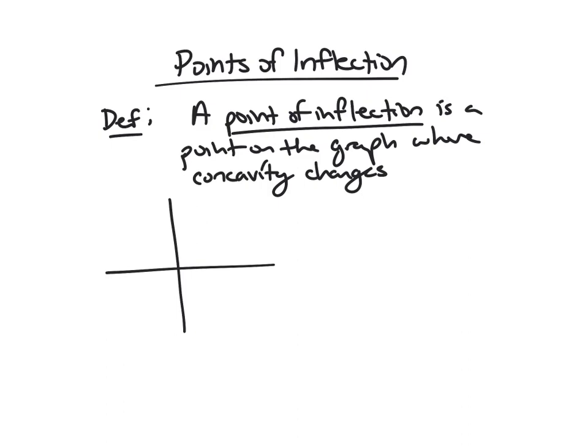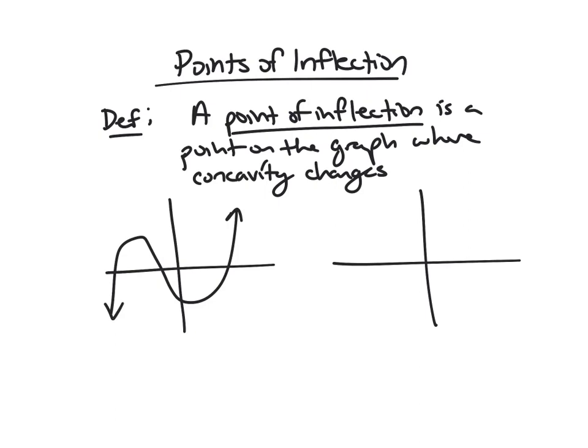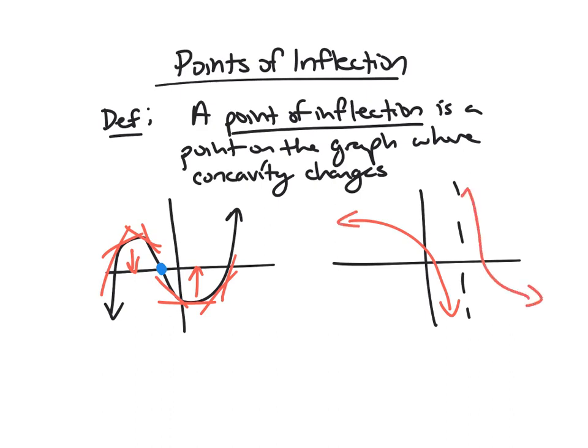I want to point out one that is and one that isn't here. Let's say we have something that looks like this. Then your point of inflection is going to be somewhere around here. This is where we're switching from concave down to concave up. We went from decreasing slopes of tangent lines to increasing slopes of tangent lines right around that point.